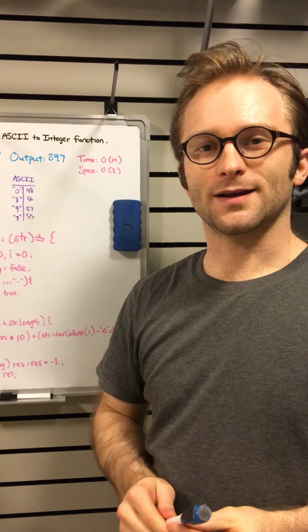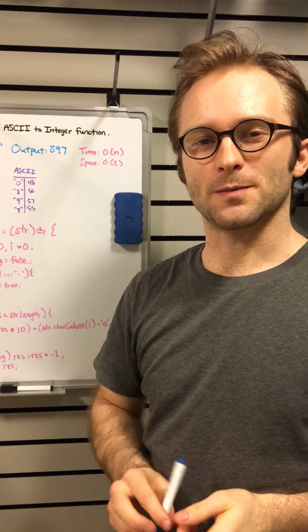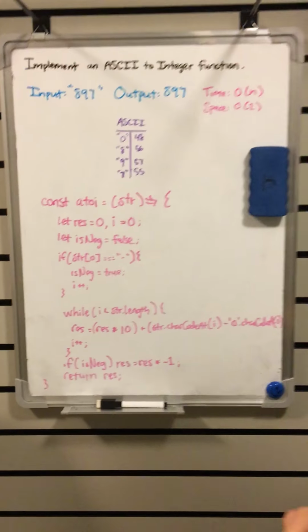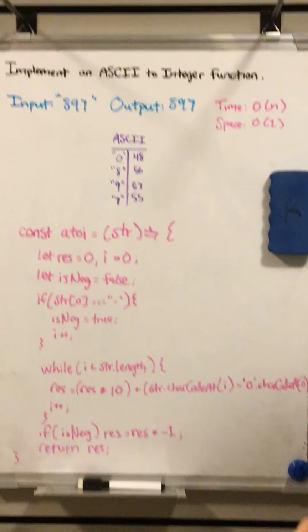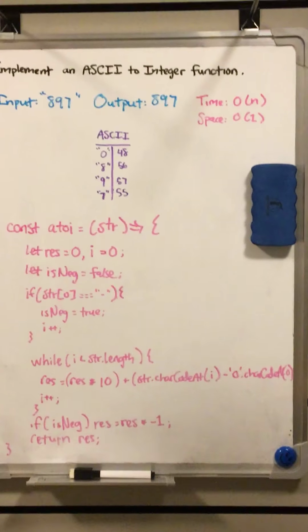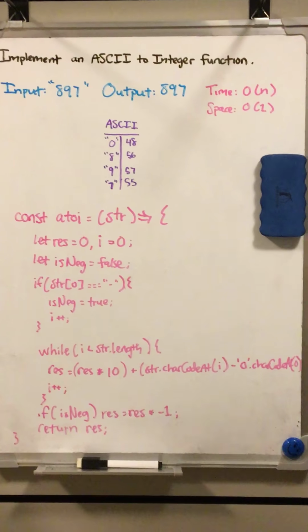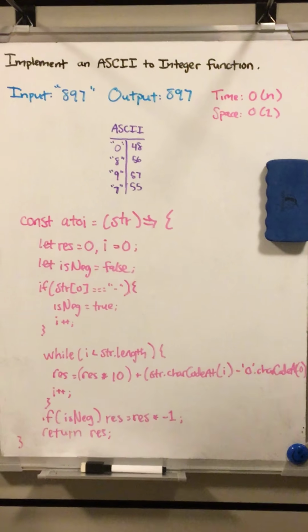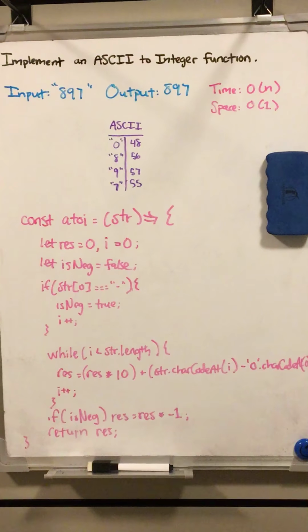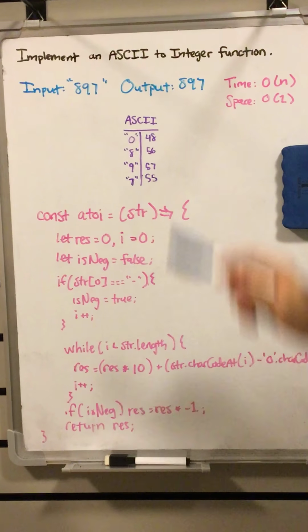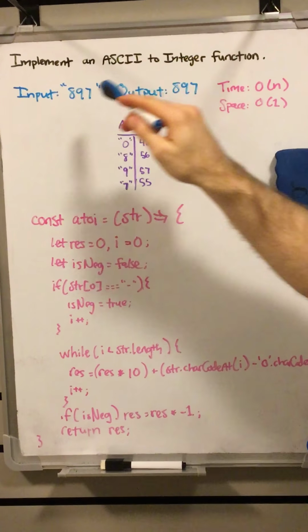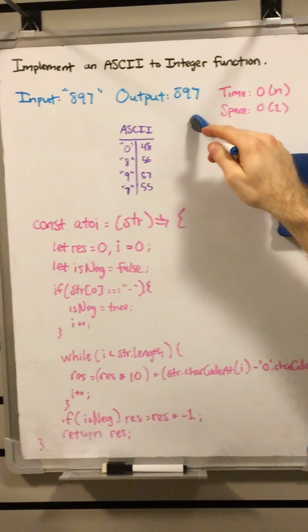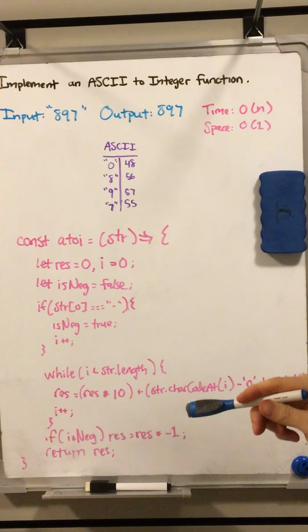Hi, today we're doing Cal Academy String Set 2, problem number 7. The problem says implement an ASCII to integer function. So we're given a string integer, 897. Our output should be that string in integer form, 897.